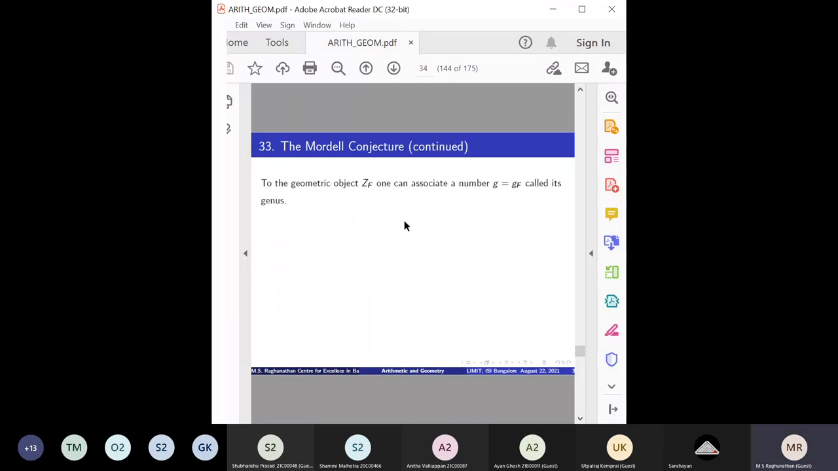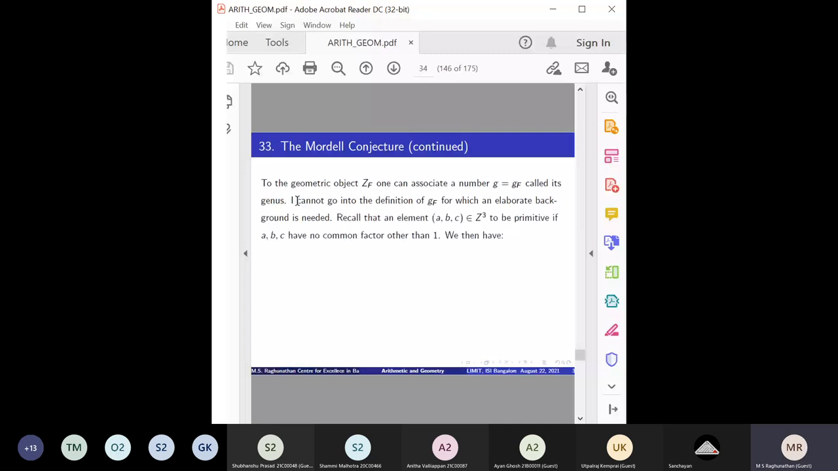So to the geometric object Z_F, one can associate a number called its genus. Now, this is a somewhat difficult thing for me to define for you because it requires some background. But you can associate numbers to geometric objects. For instance, take a quadratic equation in two variables. The resulting thing could be an ellipse, a parabola, or a hyperbola. To the parabola and to the ellipse, you can associate the number 1, because there seems to be one connected curve, connected in an intuitive sense. The ellipse is a connected curve like that, and the parabola is an infinite curve but connected like that. Whereas the hyperbola has two branches, each of which is connected, so it is 2. So we associate the number 2 to the hyperbola and 1 to the ellipse and parabola.